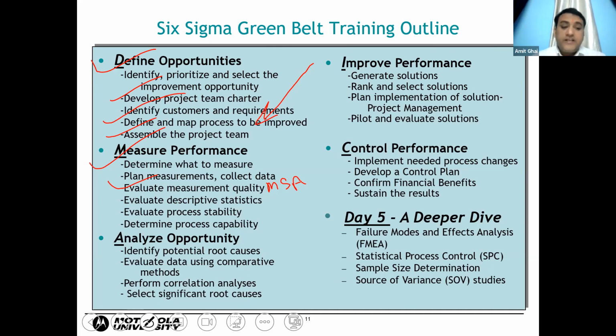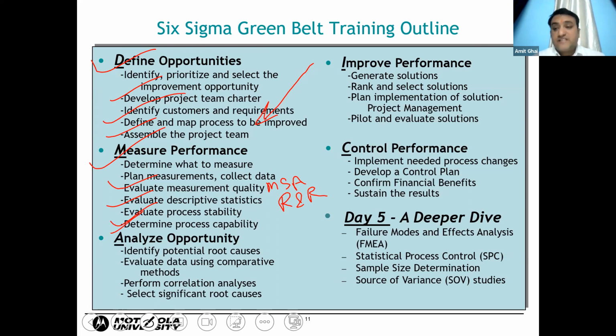So we need to evaluate that the measurement quality is also correct. If somebody else is measuring the same data, it should not give different results. And that is also called R&R, repeatability and reproducibility. This is done through evaluating measurement quality, and then we do the descriptive statistics to see what the current baseline is and if the process is stable and capable as of today or not.